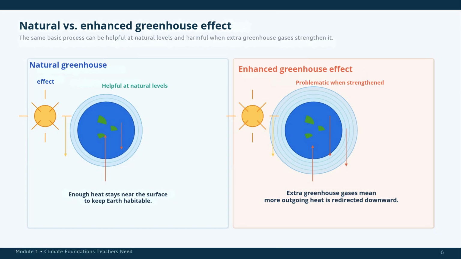Another way to help students understand it is to use Goldilocks as a reference, which is what I like to use. The natural greenhouse effect is what makes Earth just right. And the enhanced greenhouse effect is what happens when there's extra or too much of the greenhouse gases, which makes the system warmer than just right.